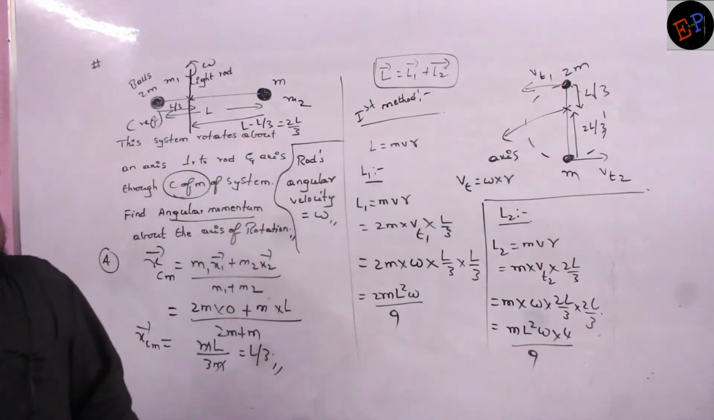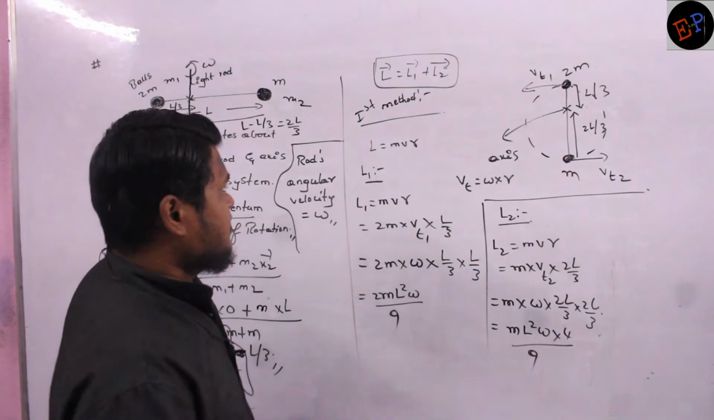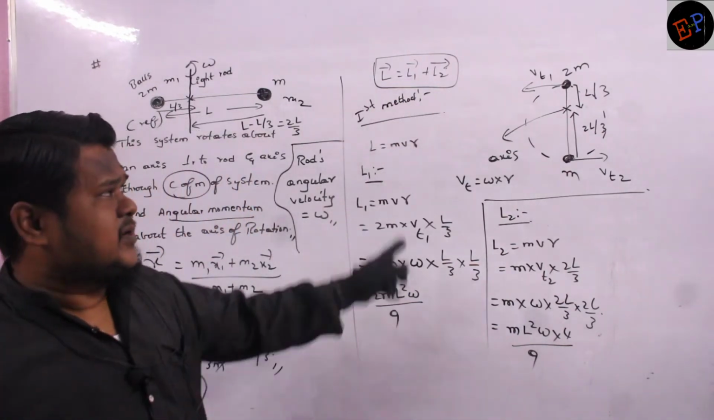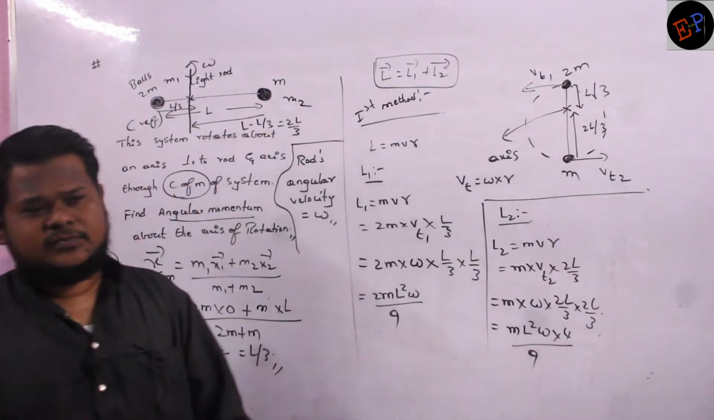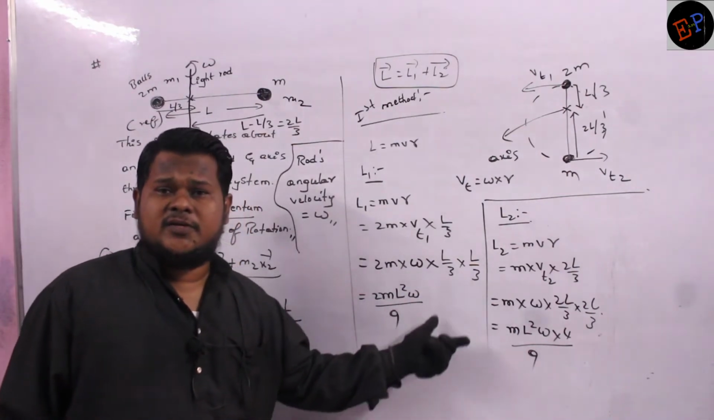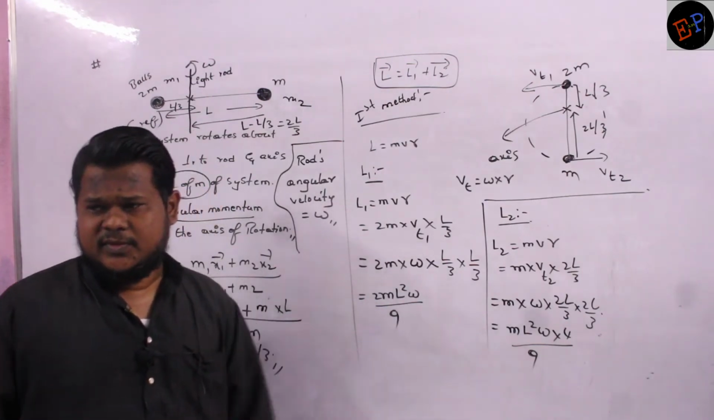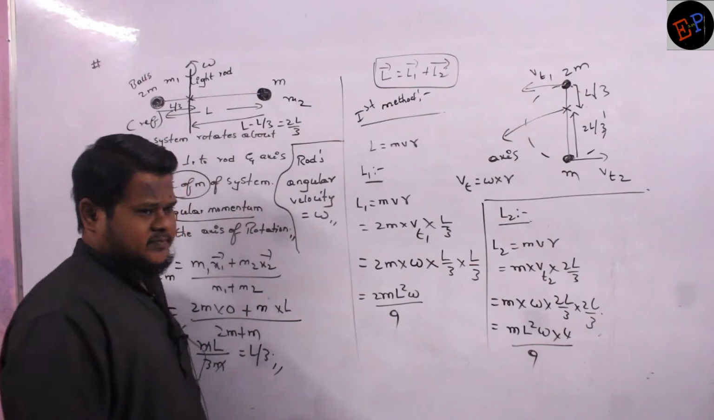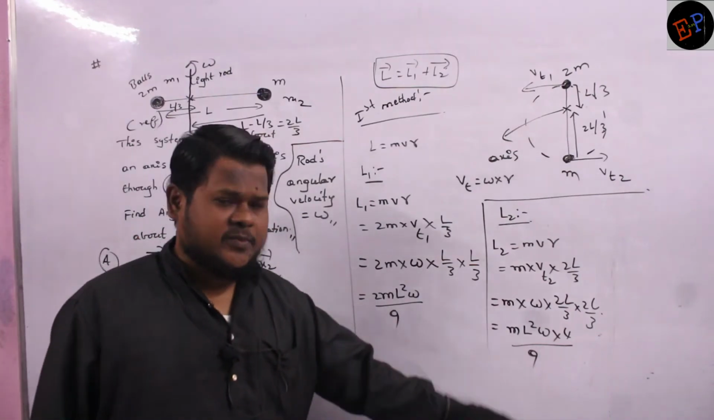Okay. Now the question is, here I have written in vector form, no? If I have written in vector form, it means I should find out the directions also, no? Now can you say what is the direction of angular momentum of the first particle? And what is the direction of angular momentum of the second particle?